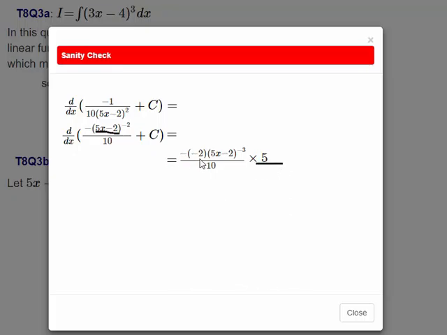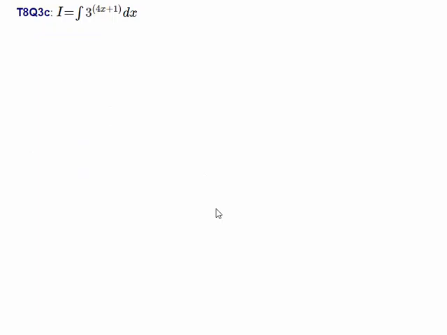So the minus and the minus will cancel. 2 times 5 is 10. There's a 10 there, which means that we're left with 1 over (5x − 2)³, which is what we expected. Part c.